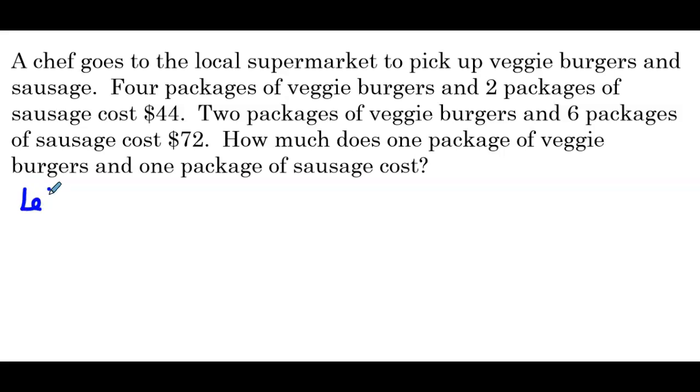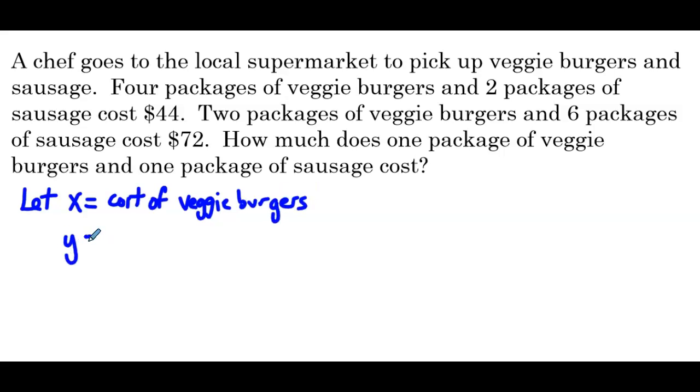Okay, so we'll start by defining our variables. So let x be equal to the cost of veggie burgers, a package of veggie burgers, and y equals the cost of sausage. Now, this is not typically a word problem you would think to do graphically, so we'll see how it differs than the other two, right? The other two, there was a fixed amount and a rate. Those two made a little bit more sense. This, we're just given some information to create a system out of.